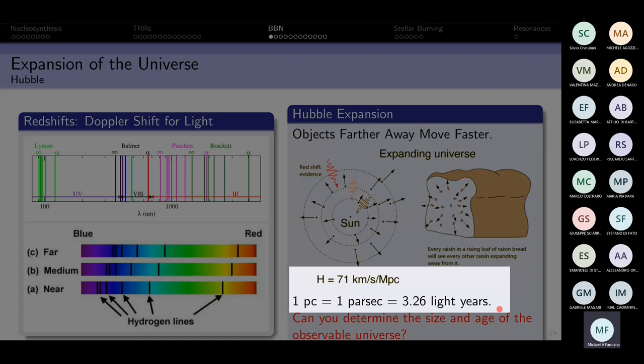Question? Is this increasing speed directly proportional to the square of the distance? Directly proportional to the distance. Not the square. It's a linear relationship. Not quite, but I'll get into that in a second. Yep, question.